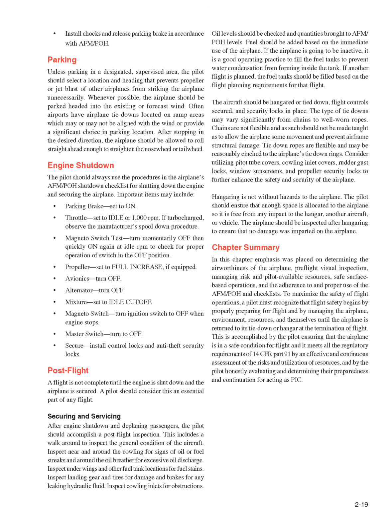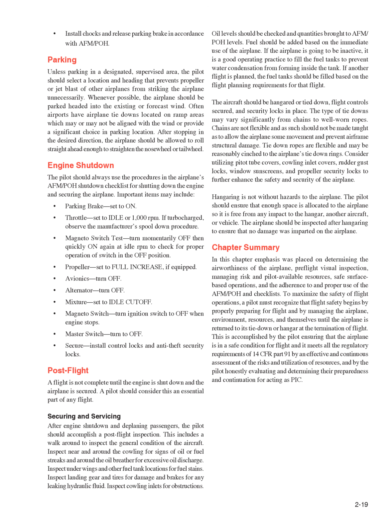After stopping in the desired direction, the airplane should be allowed to roll straight ahead enough to straighten the nose wheel or tail wheel. Engine shutdown: the pilot should always use the procedures in the airplane's AFM/POH shutdown checklist for shutting down the engine and securing the airplane.